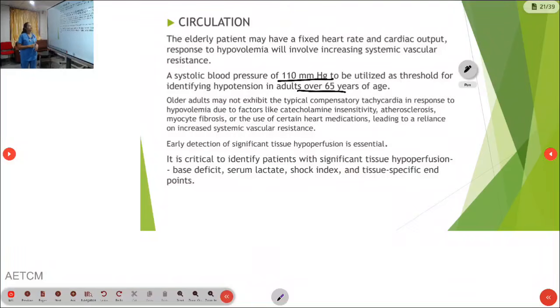Older age may not exhibit the typical compensatory tachycardia in response to hypovolemia due to factors like catecholamine insensitivity, atherosclerosis, myocyte fibrosis, and the use of beta blockers, as in heart medication. This leads to reliance on increased systemic vascular resistance. Early identification of significant tissue hypoxia and hypoperfusion is essential by using base deficit, serum lactate, shock index and tissue specific endpoints.